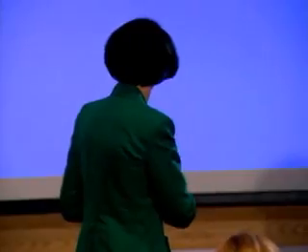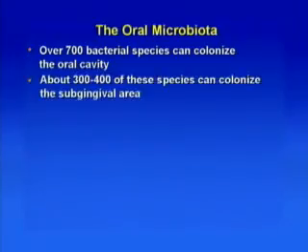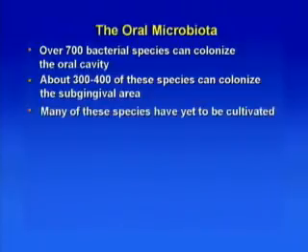It doesn't mean that everybody has 700 different species in their mouth, but the mouth is home for a very wide range of microorganisms. About 300 to 400 of these species can colonize the subgingival area. Many of these species have yet to be cultivated. We can grow approximately 50% of the microorganisms that live in the oral cavity.